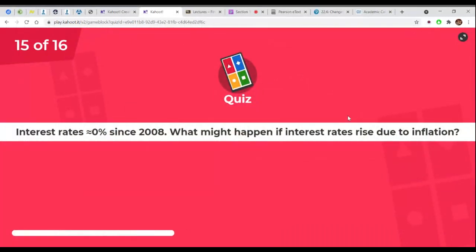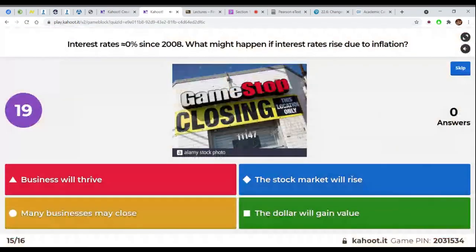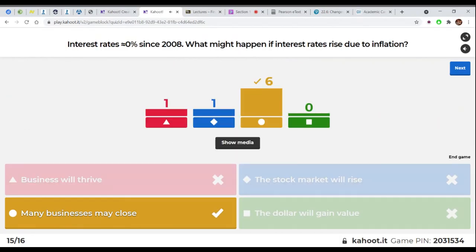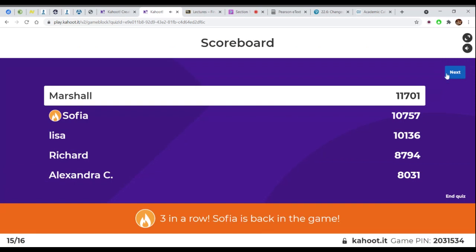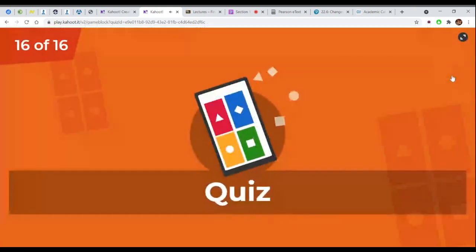Question 15. Interest rates have been about zero since 2008. What might happen if interest rates rise due to inflation? That's right. Many businesses may close because they won't be able to afford the loans that keep them afloat.